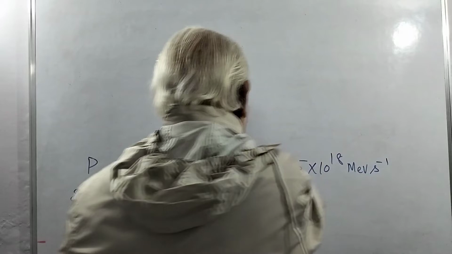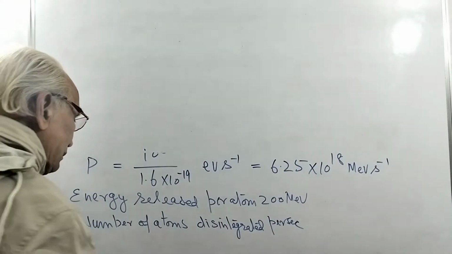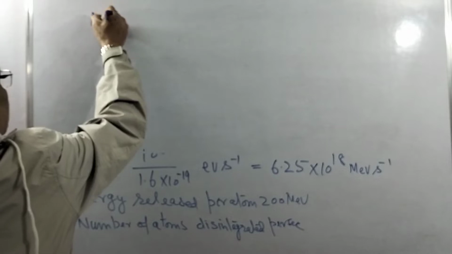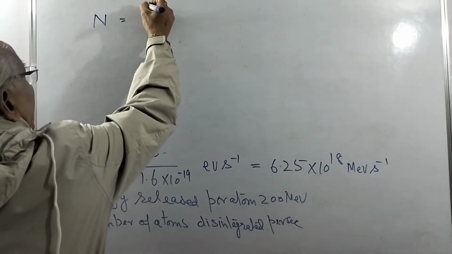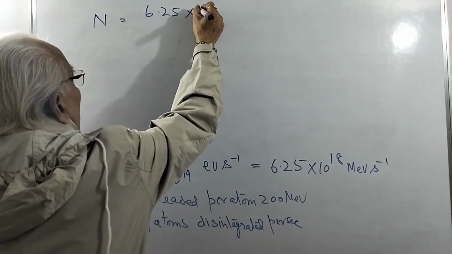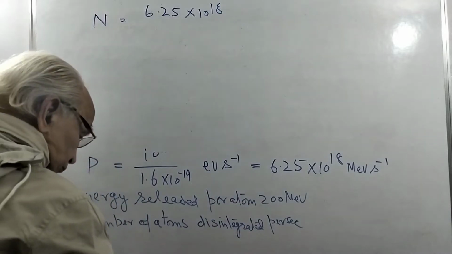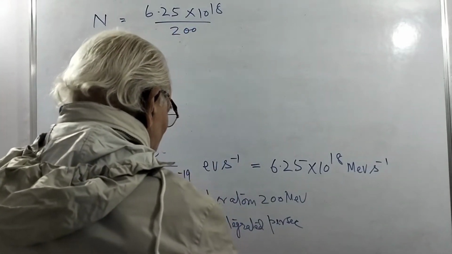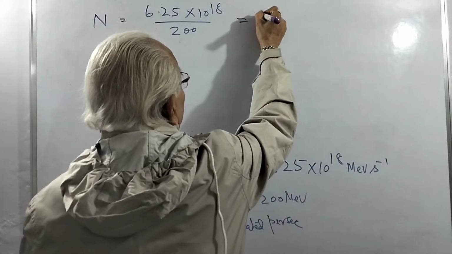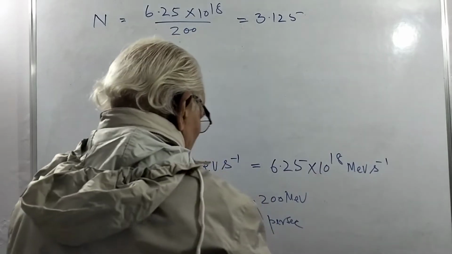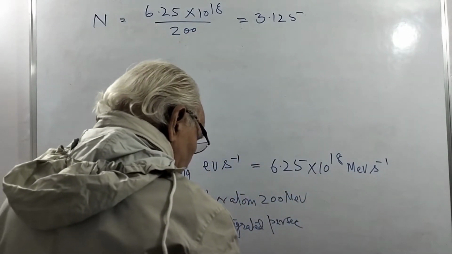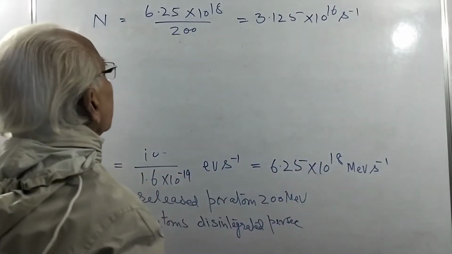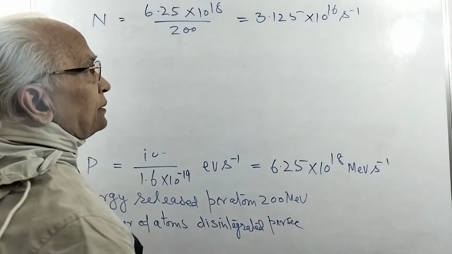So how many atoms per second disintegrate? The number of atoms, n, will be 6.25 into 10 to the power 18 divided by 200 MeV, because 200 MeV per atom. So this gives the number of atoms as 3.125 into 10 to the power 16 per second. So many atoms per second disintegrate to give this much energy.